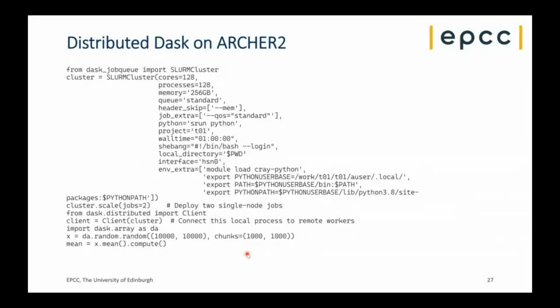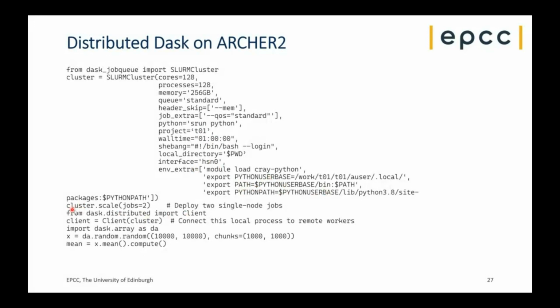But if we want to do something more complicated, where Dask can submit jobs to the queue for us and manage those jobs for us, then we can use this Dask jobqueue SLURMCluster functionality. Here's an example inside a Python program. I define a cluster. I tell it each node has 128 cores, so you can run 128 processes. It also needs things like a project, which you'd have to change to ta105, how long jobs need to run for, your Python user base, these kinds of things down here.